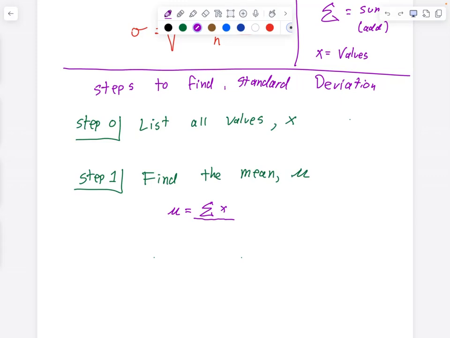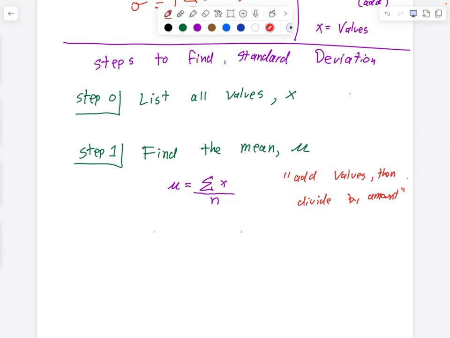Step 2. Find the deviations. Does everybody remember what the deviations were? How do we find a deviation? It's how far you're away from the mean. So it's X minus mu, X minus the mean. We find out how far each of the values is from the mean. And it could be positive, it can be negative.